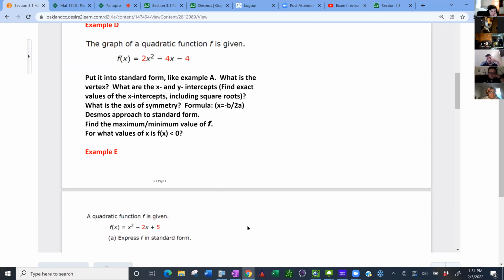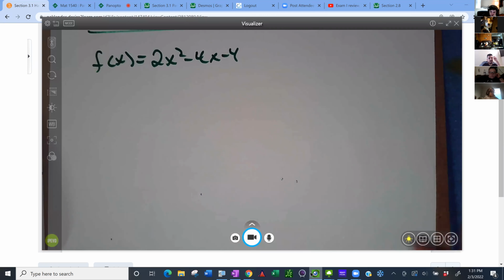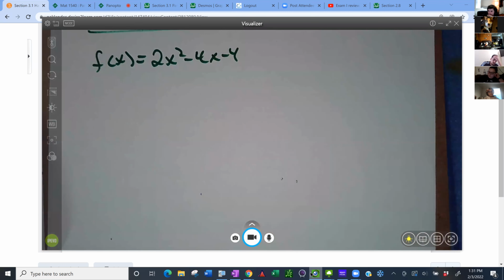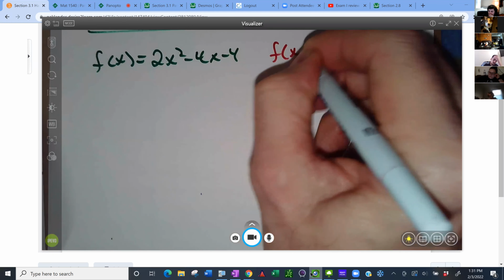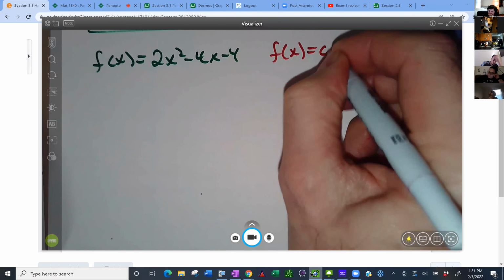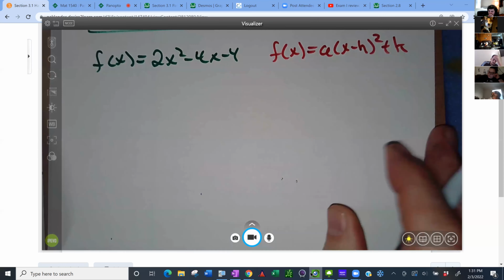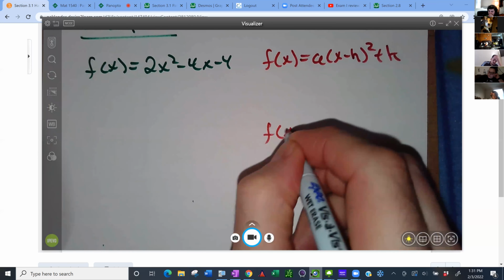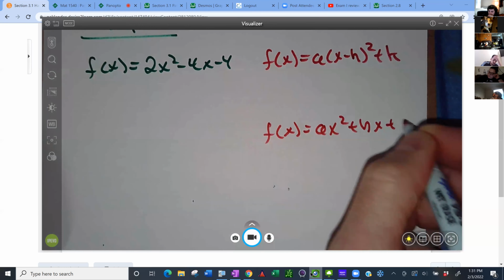The actual algebra for putting this into standard form is kind of a pain. Well, let me remind you of something here. Standard form looks like this. f of x equals a times (x minus h) squared plus k. Currently, we have it in this form: ax squared plus bx plus c.